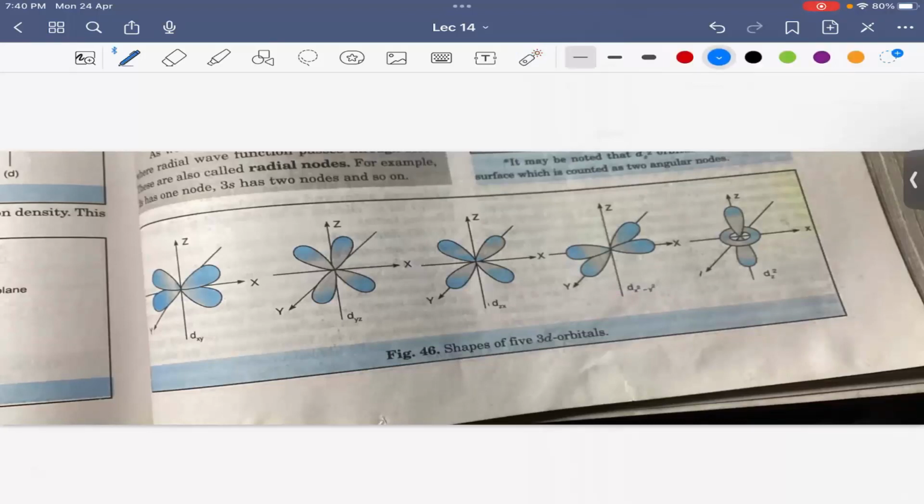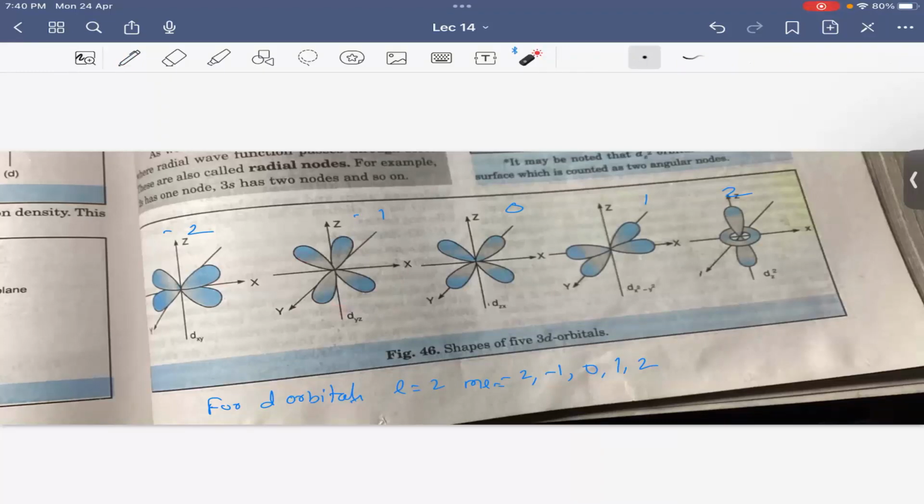For d orbitals, l is equal to 2. That means ml values are minus 2, minus 1, 0, 1 and 2. So there have to be 5 orbitals. And these are the boundary surface diagrams of 3d orbitals.